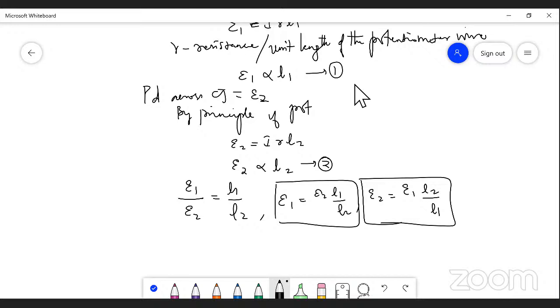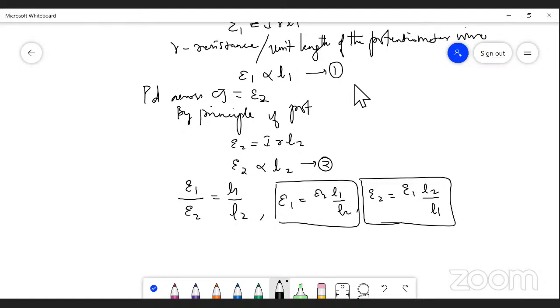See, if the current varies, we can simply say here we are bringing out the result. E1 is proportional to L1 and E2 is proportional to L2. For the same current, the EMF of the cell is directly proportional to the balancing length of the potentiometer wire. So if you increase the current, the balancing length will also increase. If the current is decreased, the balancing length will also decrease. But anyhow, when you compare the EMFs, once again you will be getting the same result.